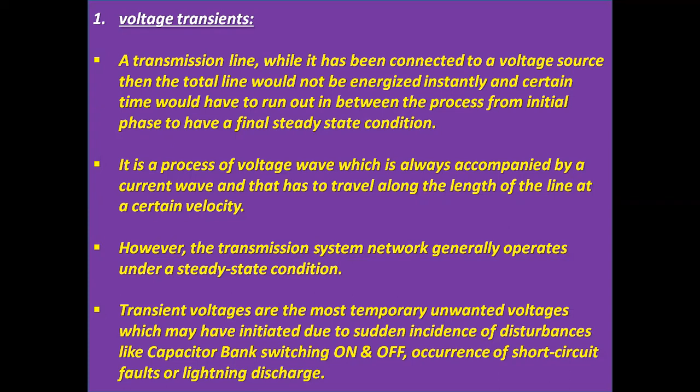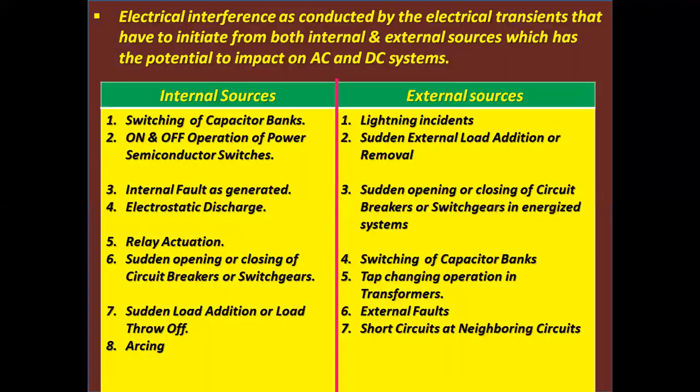Transient voltages are the most temporary, unwanted voltages which may have initiated due to certain incidents of disturbances like capacitor bank switching on and off, occurrence of short circuit faults or some lightning discharge. Electrical interference as conducted by the electrical transients has to initiate from both internal as well as external sources, which has the potential to impact AC and DC systems.